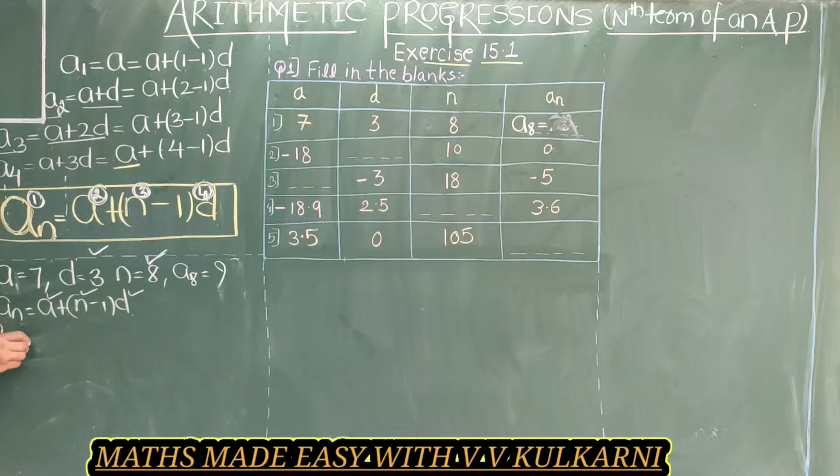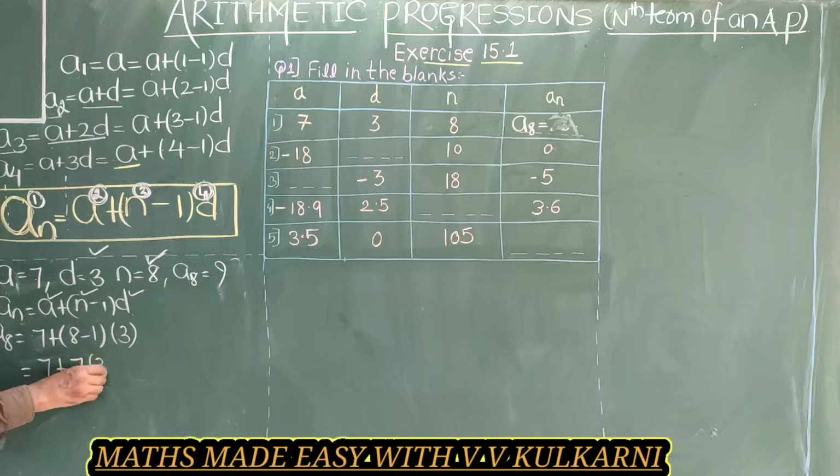So the 8th term is equal to the first term plus (8 minus 1) into D, which is 3. So 7 plus 8 minus 1, that is 7, into 3. So this becomes 7 plus 21, that is equal to 28. So this is the smart method of doing it.